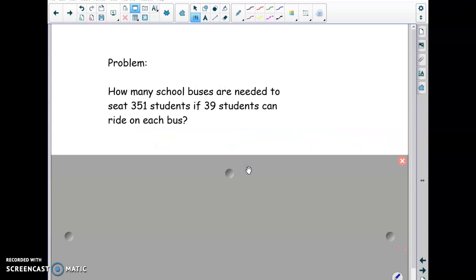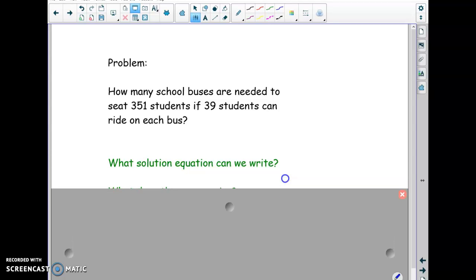How many school buses are needed to seat 351 students if 39 students can ride on each bus? Okay, so you're putting the kids into groups of 39. What kind of a solution equation can we write? Most of us would think of it as we're going to take those 351 kids and divide them into groups of 39, and that's going to be our answer, the number of buses. Other people might think of it as the number of buses times 39 is equal to 351.